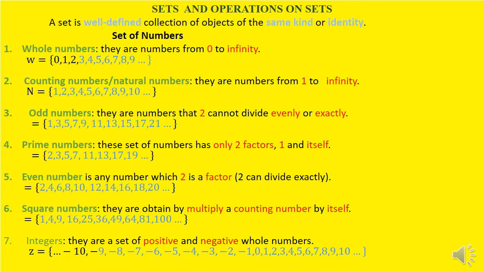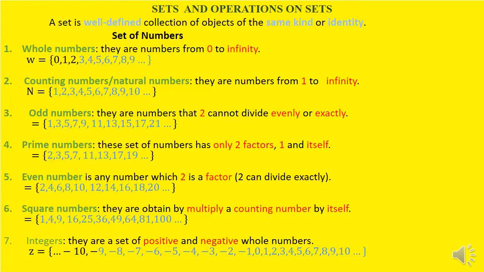We have square numbers, and we obtain these numbers by multiplying counting numbers by themselves. Whenever you multiply a counting number by itself, we get a square number. So 1 times 1 gives you 1, a square number. 2 times 2 gives you 4, also a square number. 3 times 3 gives you 9, also a square number.